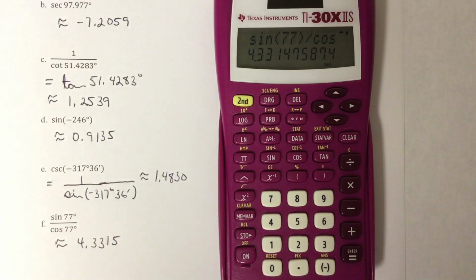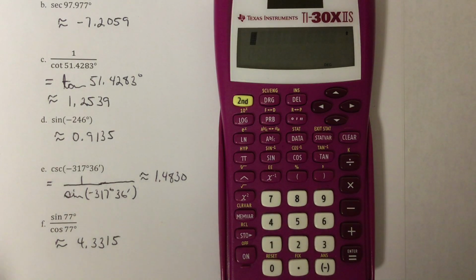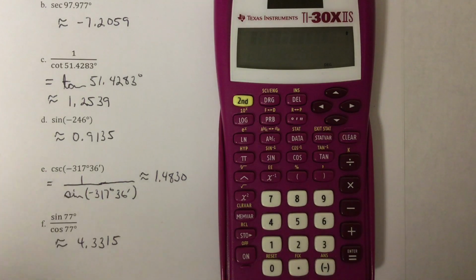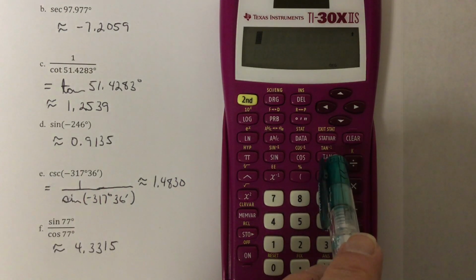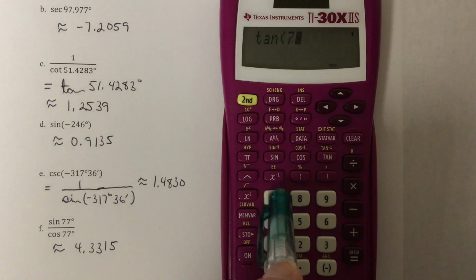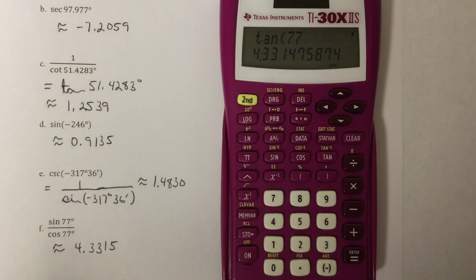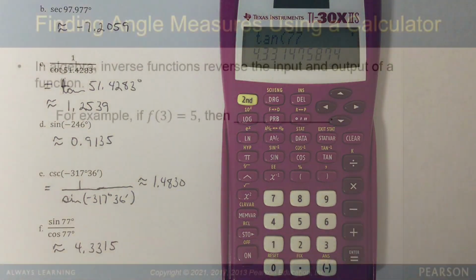And we're getting an answer of 4.3315. Now, you might remember from the end of section 1.4 that sine divided by cosine is tangent. So I wonder what would happen if we hit tangent of 77 and then enter. And look, it's the exact same number.